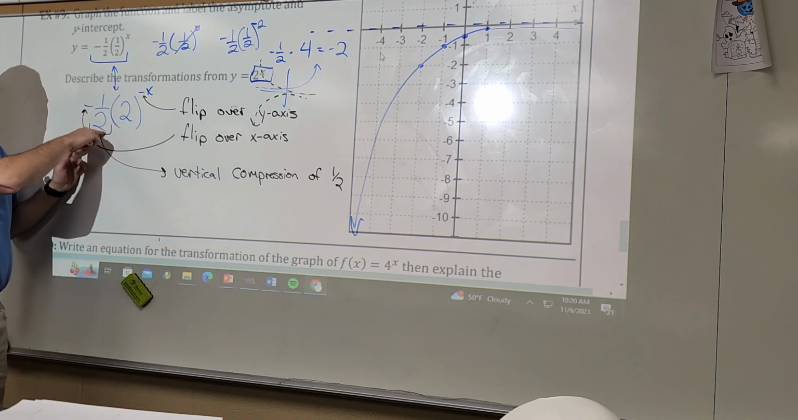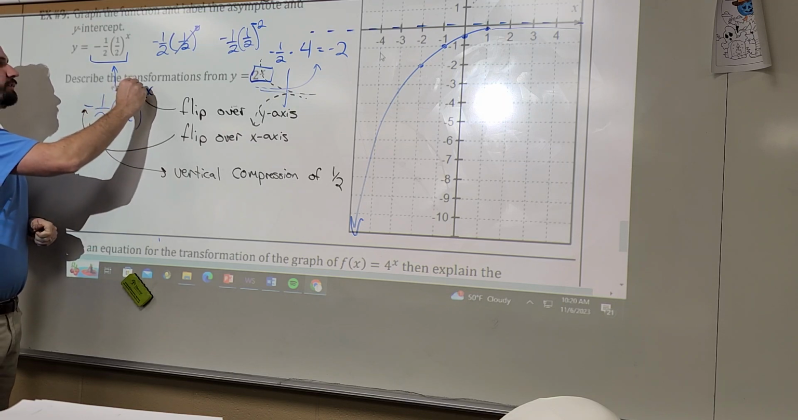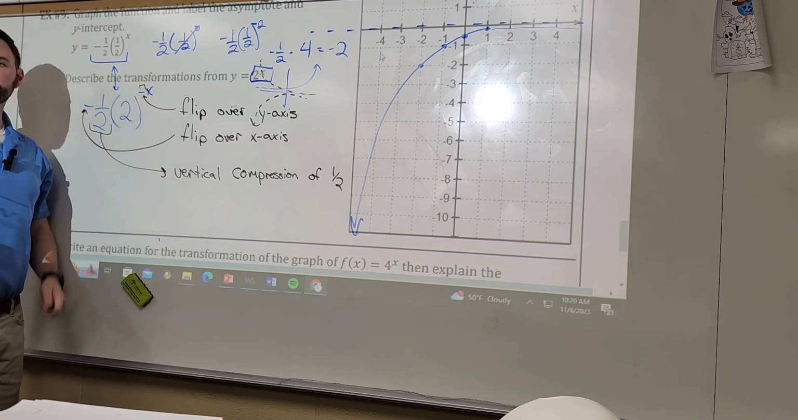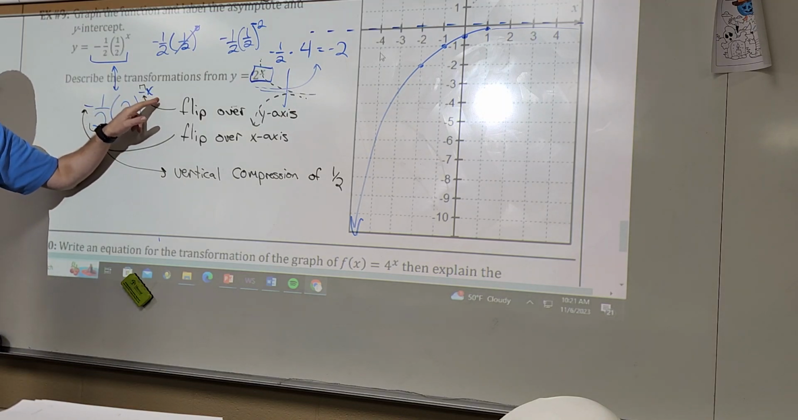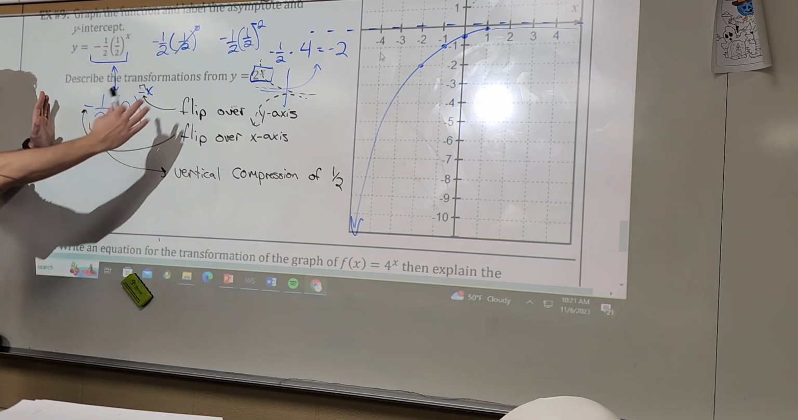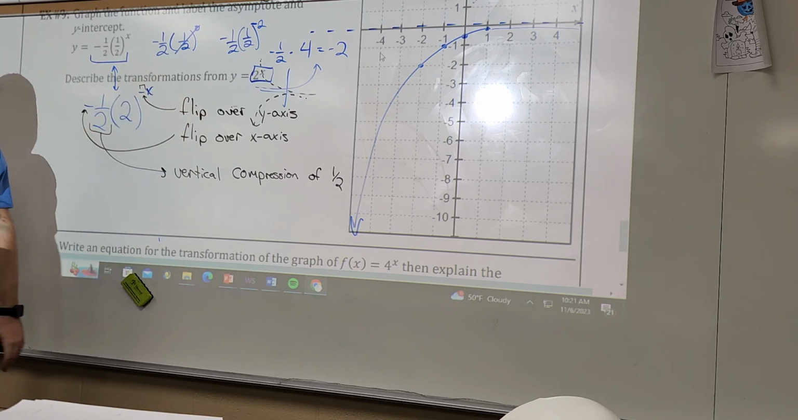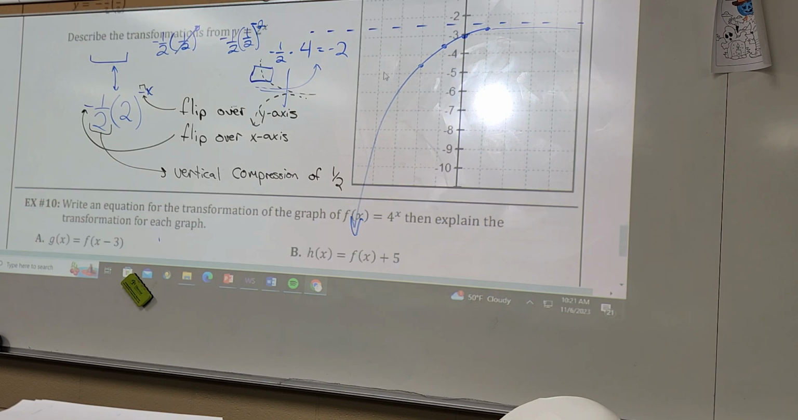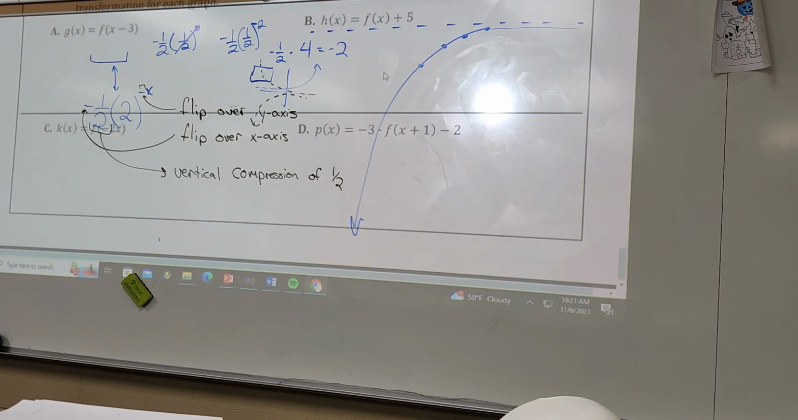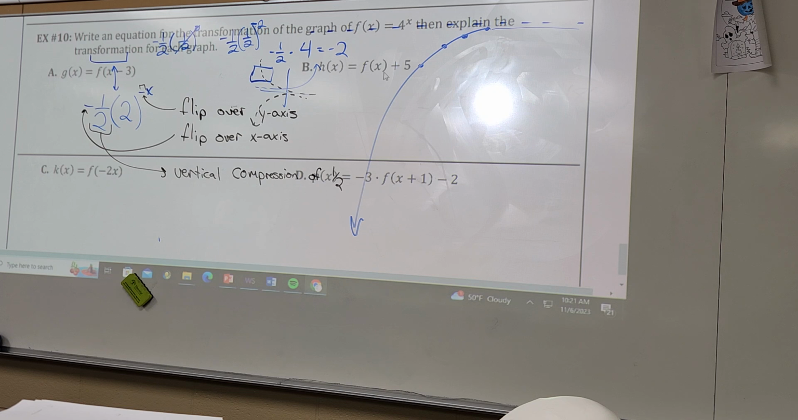Vertical stuff is out in front. Horizontal would be by the x. Anything that messes left, right is up by the x in the parentheses. Anything that messes up, down is on the outside of the function. All right. So far, okay? All right, let's get wild then.